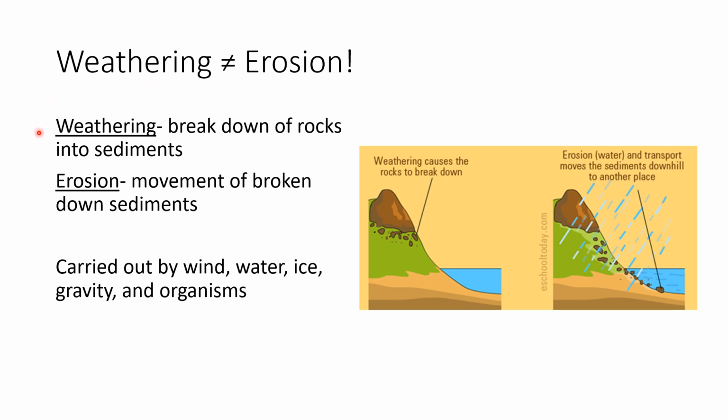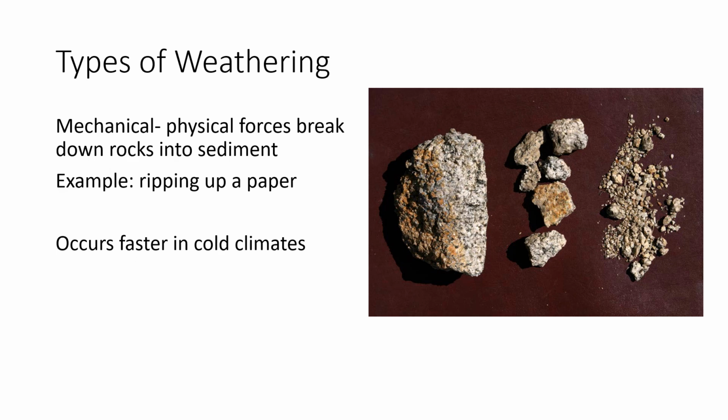Weathering refers to the breakdown of rocks into little chunks of the same rock called sediment, and then erosion is the movement of those sediments somewhere else from wherever the weathering took place. So you can see in the diagram, weathering causes the rocks to break down. Erosion will cause the sediments that broke to move somewhere else from the parent rock where the little sediments broke away from. Weathering and erosion can be carried out by processes associated with wind, water, ice, gravity, and even some types of organisms. We're going to be focusing more on weathering than on erosion in this lesson.